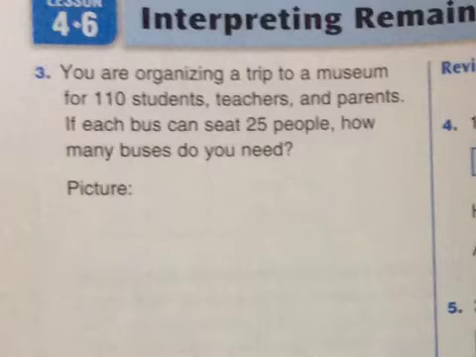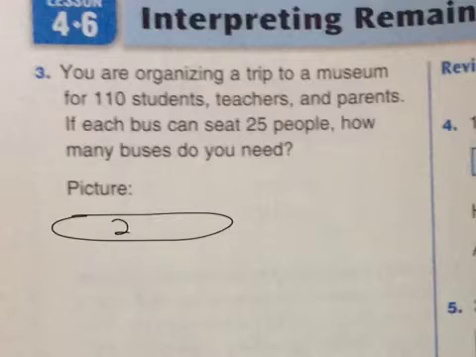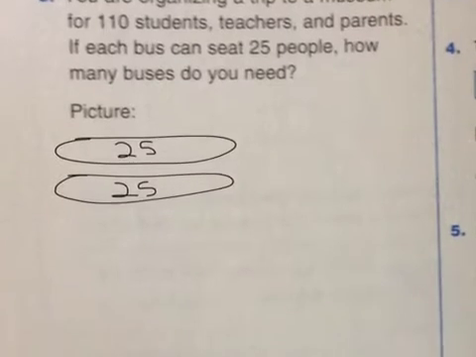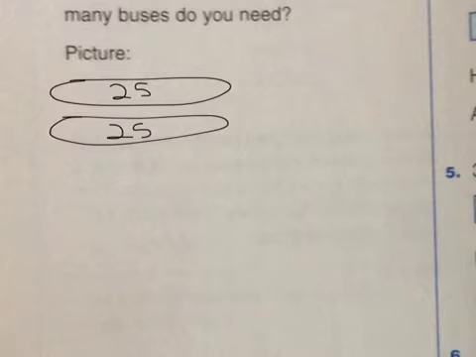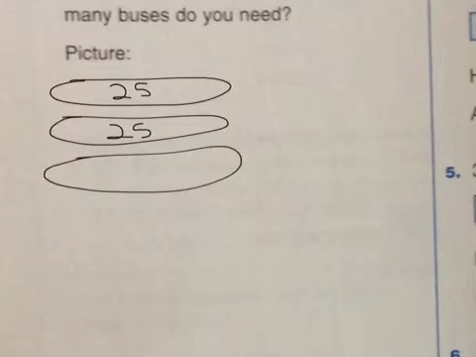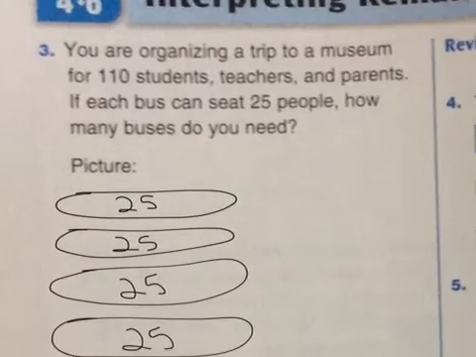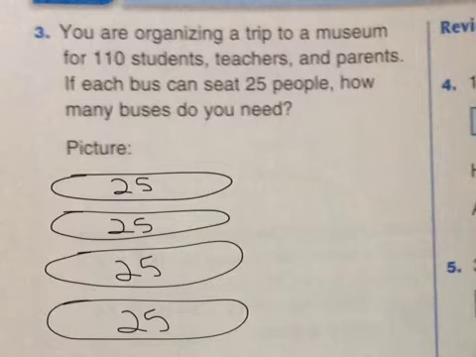Okay, let's see. We have one bus, and it's got 25 people. Two buses, another 25 people. Okay, we're up to 50, right? Let's keep going. 3 buses, and we are up to 75 people. 4 buses, and we are at 100 people. But as we know, it's 110, as you see right there.